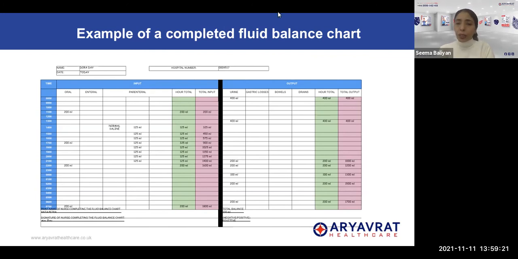The rest of the principles are the same: you keep on writing every hour what the output was, then you add up the total hourly output, and then you keep on adding, and towards the end you are going to get the total output.